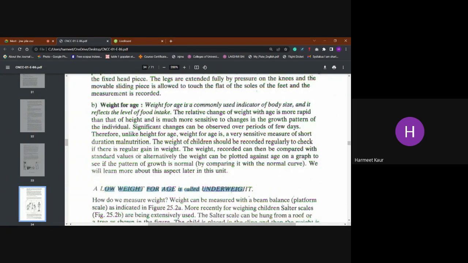The weight of the child, according to the age of the child, is not appropriate. Like we took an example earlier, say this child is 4 years old and he should weigh 12 kg, but this child is only weighing 8 kg. So we know that at this particular age the child is weighing less than what is required. So low weight for age is known as underweight.